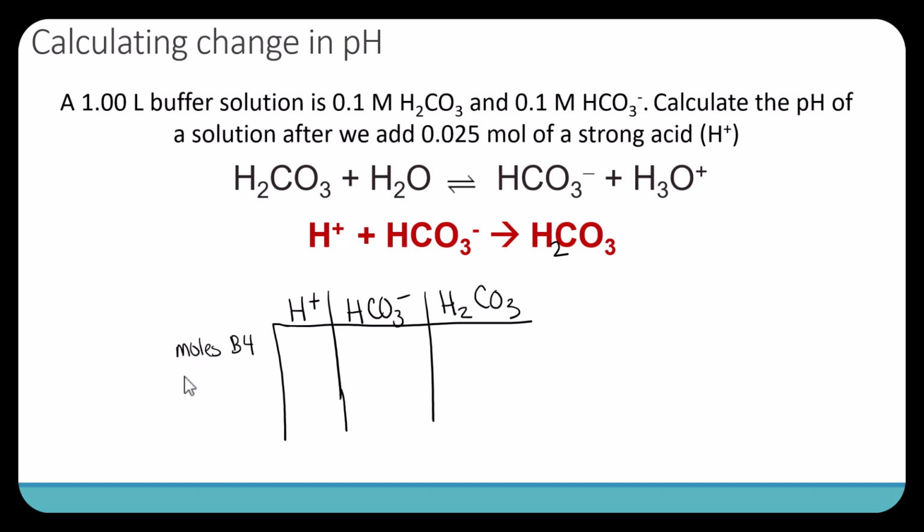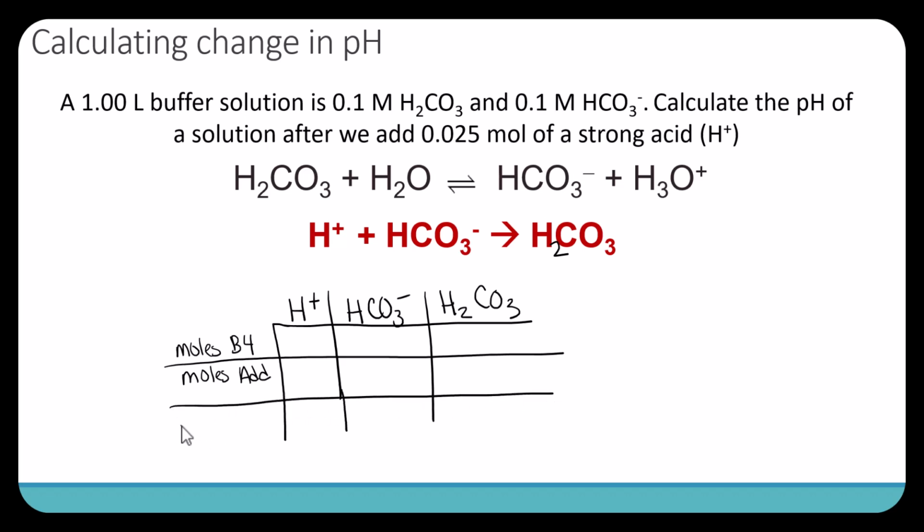before we added our strong acid. We're going to have the moles that are added. And then we're going to have moles after the addition. So what this table is tracking is this step right here. How much of each of these did we have before we added the acid? How much of the acid did we add? And then how much of each of these did we have after we added the acid?